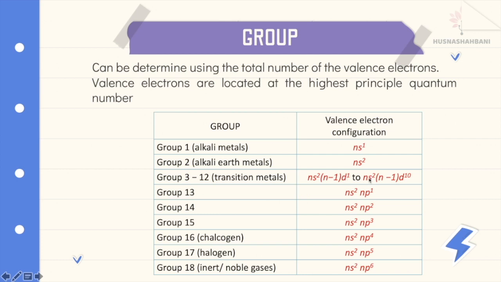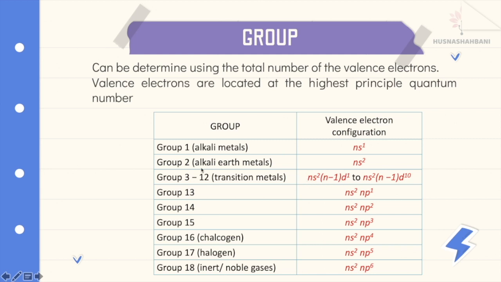(n-1)d1, 2, ns2, up to (n-1)d10, it's group 3 to group 12. So these two, s2 plus d1 equal to 3. 2 plus 1, 3. So that's for group 3. And this n, the n for s2, must be 1 value higher than the n of this d. That's why it's n minus 1. For example, this one for 4s2, this one must be 3d1, 1 n lower than this n.